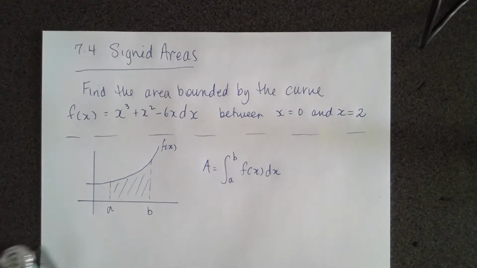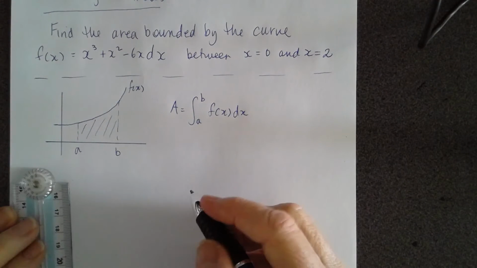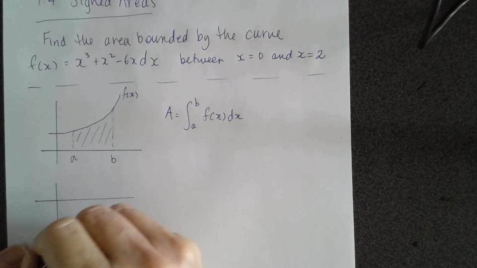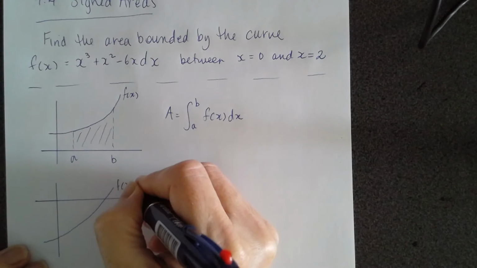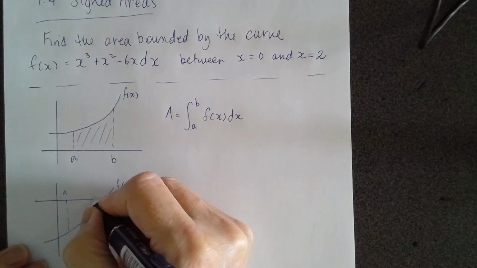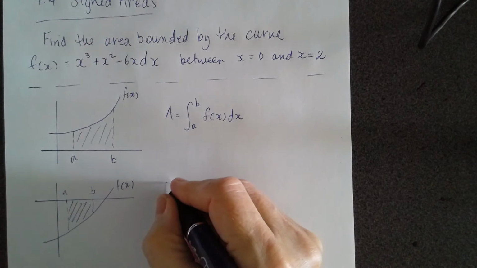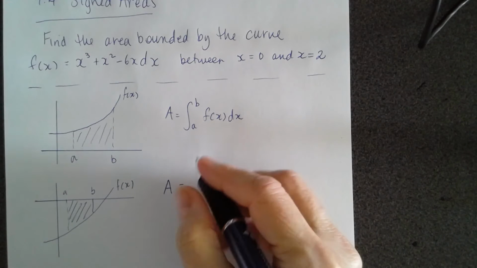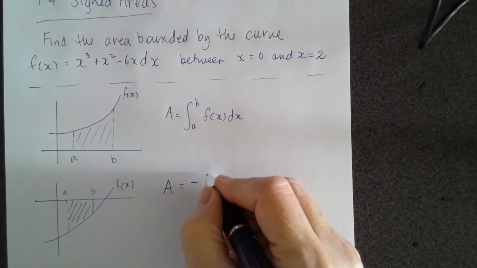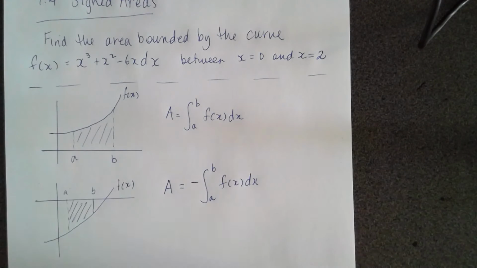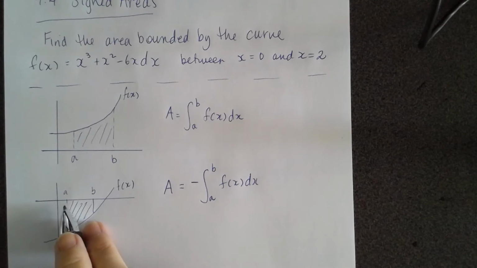Okay? But now we have a new situation, and this problem is giving us a new situation. What if this is f, and this is a, and this is b, and I have this area that's underneath the x-axis? Well, that area is equal to, are you ready? The opposite. It's actually negative. So if I did the integral from a to b, I'd get a negative number.